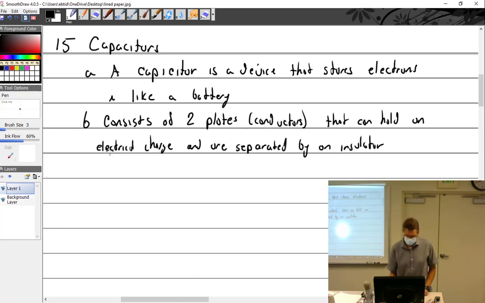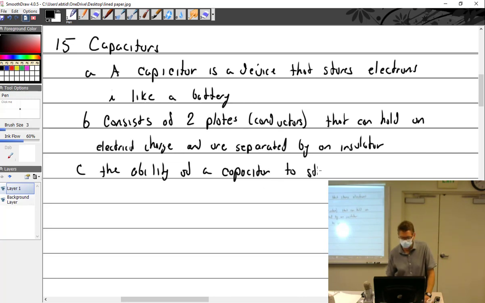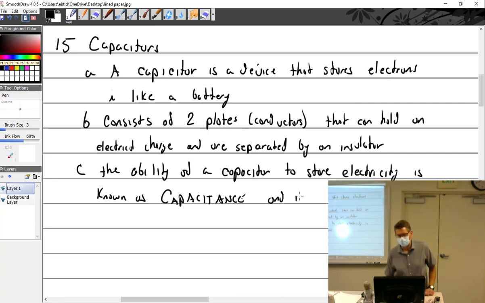Okay. See, the ability of a capacitor to store electricity is known as capacitance, and is measured in farads. Farads with the F, because it's named after Michael Faraday.